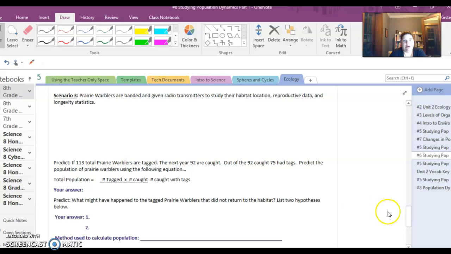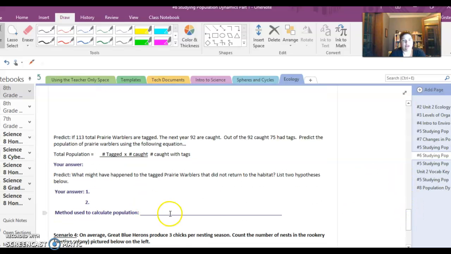This question is about prairie warblers and how they are banded and given a radio transmitter to study their habitat location, reproductive data, and longevity statistics. So right there, I know that I'm gathering a lot of information about the organism, and I know that they're being outfitted with a transmitter. So the only option where we actually have a transmitter or we mark the organism would be mark and recapture. So I know that that's my method.